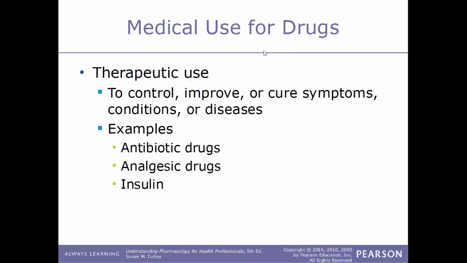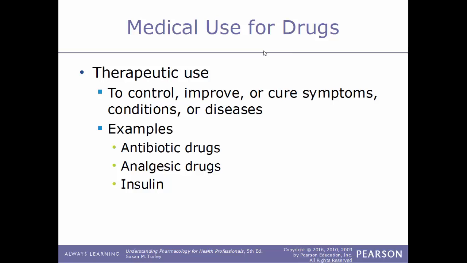Exceptions to this rule are granted for religious reasons or when immunizations aren't medically advisable. The third medical use that drugs are used for, therapeutic use, is to control or improve or to cure symptoms, conditions, or diseases. Some examples of this would include antibiotic drugs, analgesic drugs, and insulin. These are all given to treat or control something.